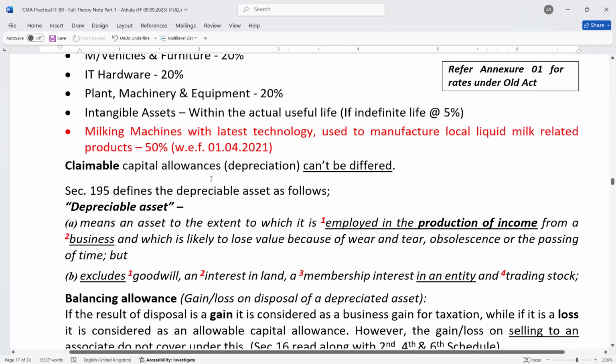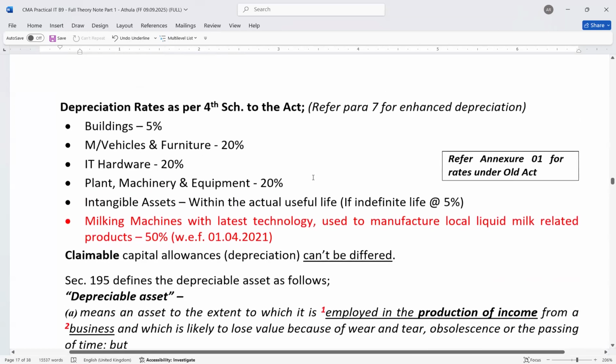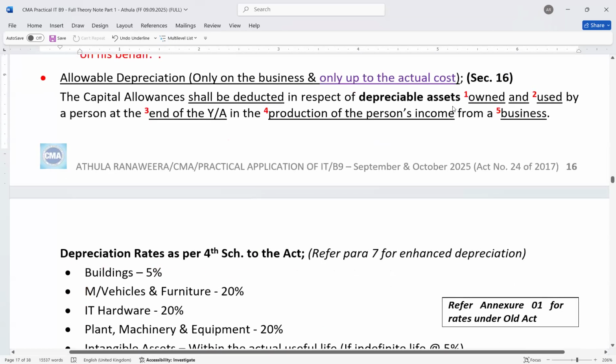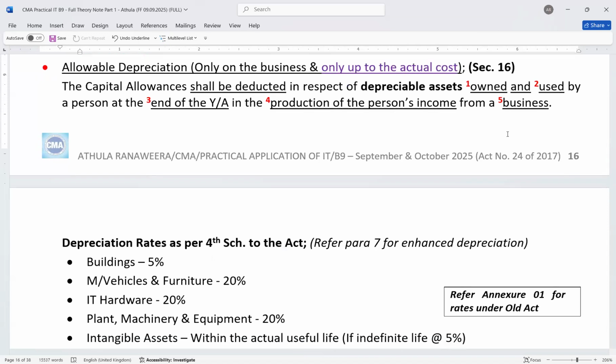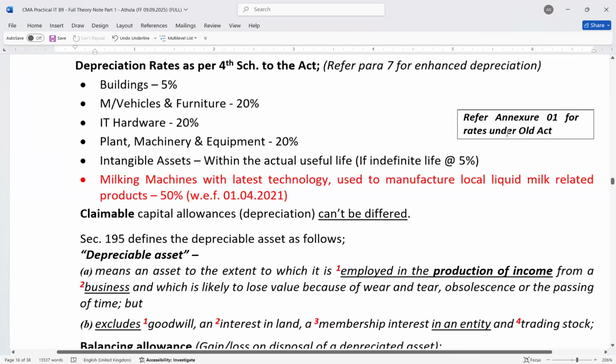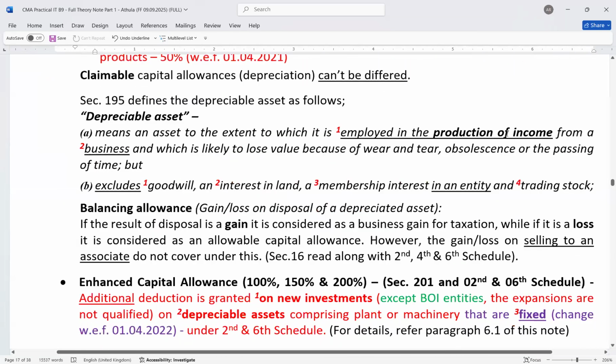Claimable capital allowances cannot be deferred. If you have fulfilled these 5 conditions in the current year, you have to depreciate it. You can't wait without claiming depreciation. You have to depreciate it. No option. Now, we'll see what is a depreciable asset. That's important.